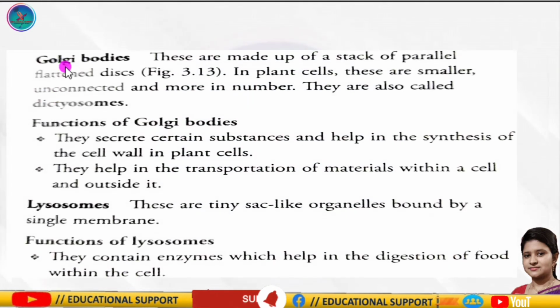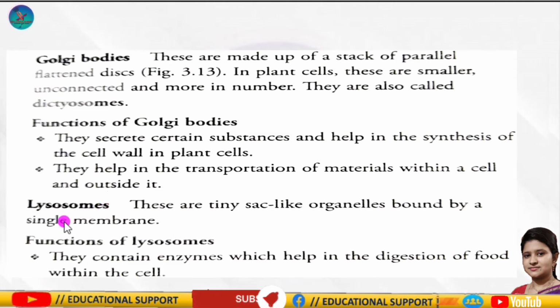Next are the Golgi bodies, GB. Golgi bodies are made up of a stack of parallel flattened discs. In plant cells, these are smaller, unconnected and more in number. They are called dictyosomes. The functions of Golgi bodies are that they secrete certain substances and help in the synthesis of the cell wall in plant cells. They also help in the transportation of materials within a cell and outside it.